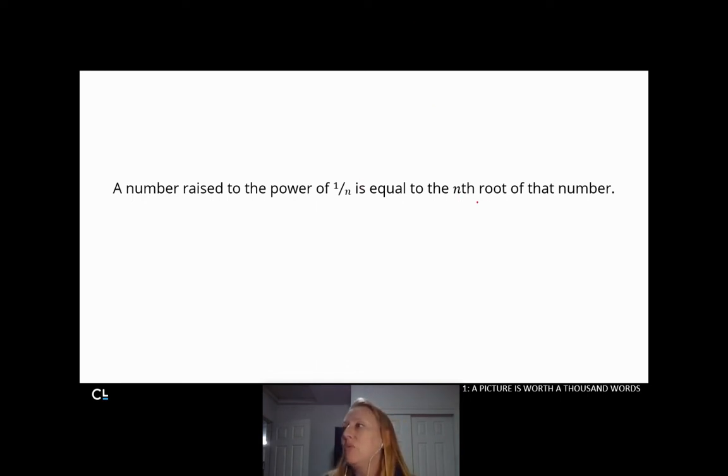And the deal is instead of writing it as a root, you can write it as a fractional power. So instead of the nth root of x, I can write this as x to the 1 over n power. If you have a square root, that's a second root, so to speak. So I can rewrite the square root of x as x to the 1/2. You could rewrite the cube root of x as x to the 1/3. You can rewrite the 4th root of x as x to the 1/4. You get the idea, right?